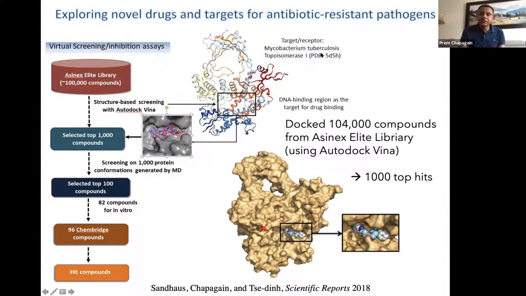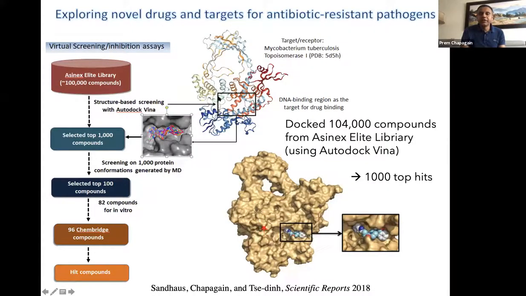And there is a crystal structure, again determined by my collaborator's group, Yuk-Ching's. And the active site is represented in this box.